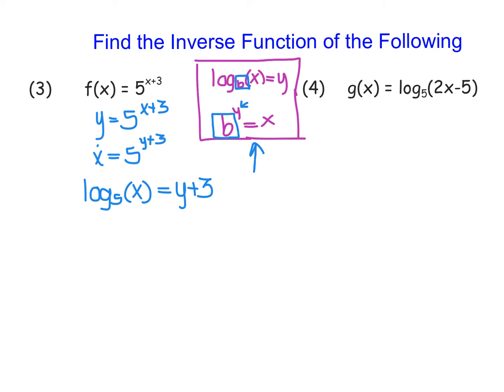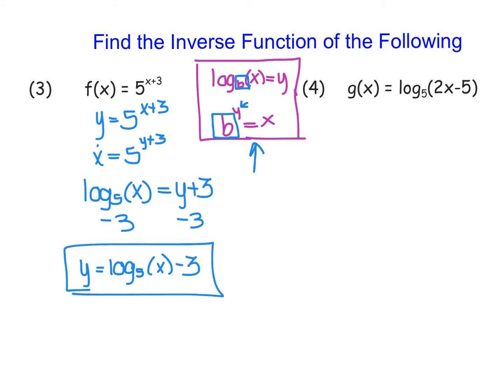So now from here, we're very, very close to being done. All we need to do is subtract 3 from each side to get y by itself. So we end up with the function y equals log base 5 of x minus 3. So that's our inverse of our original function there.